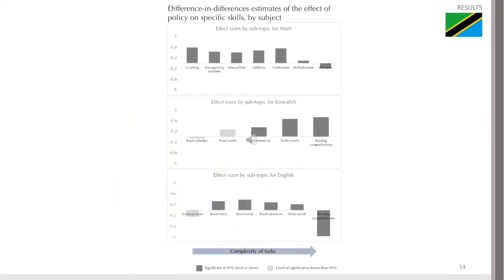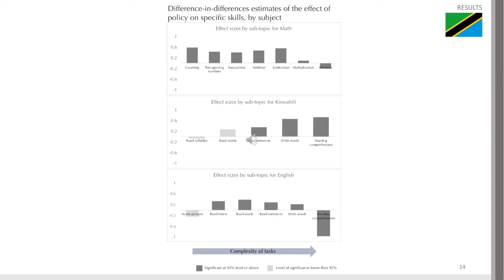We can look a little bit deeper into the exam results, and we can see that in math, in the top panel, we see an increase across most topics and subtopics, so counting, recognizing numbers, inequalities, addition, subtraction. But we don't really see big effects here in multiplication and division. Again, we're sort of increasing in the complexity of tasks as we go from left to right. And so this is again suggesting that at least for math, we are seeing a focus on core skills.